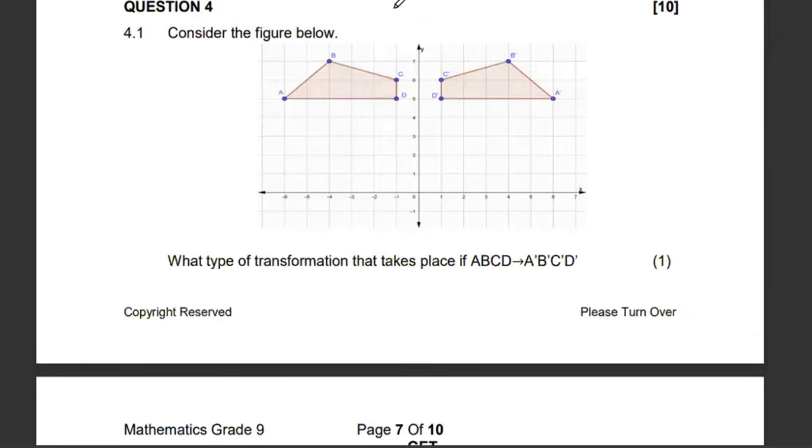Now, question 4. Consider the figure below. What type of transformation takes place between these two? So you can see that these are facing each other, and Y is a symmetry line, which is like a mirror line. So this is going to be a reflection about the Y-axis. So whenever you talk about a reflection, be specific, either X or Y. So in this case, it's the Y-axis.